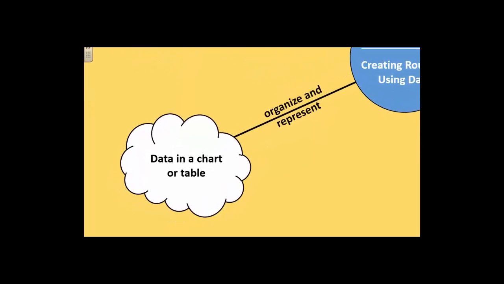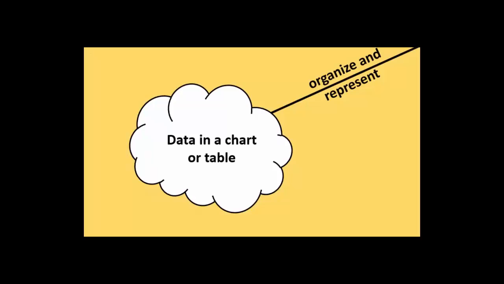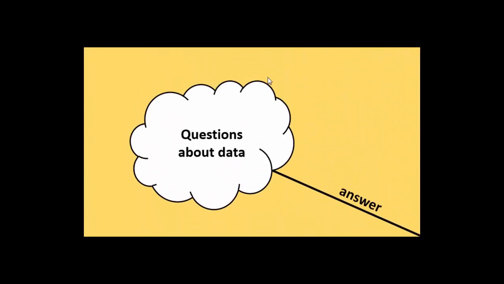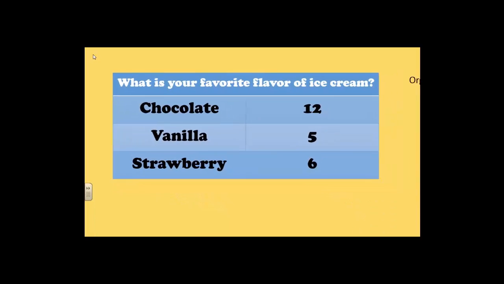In Unit 1, first graders will organize and represent data in charts or tables, and then answer questions about the data they have collected. Students can create and interpret tally charts and tables using data relevant to their lives. For example, categorical data such as favorite ice cream flavor, sports, or types of pets. Example questions that could be answered for this data set include: which ice cream flavor was the most popular?